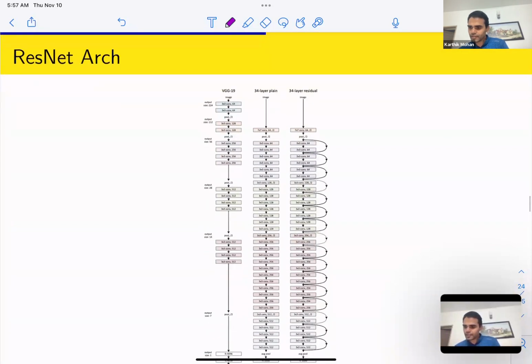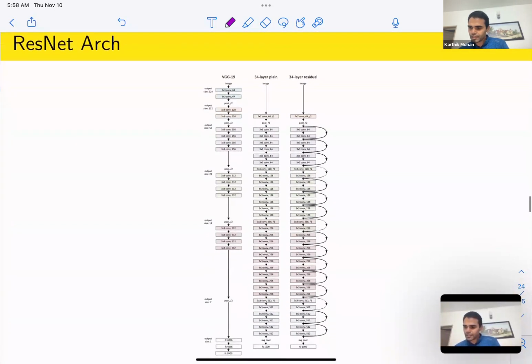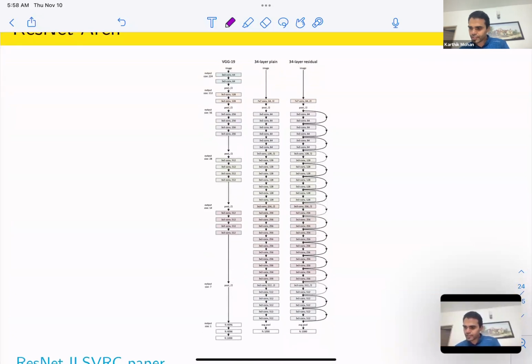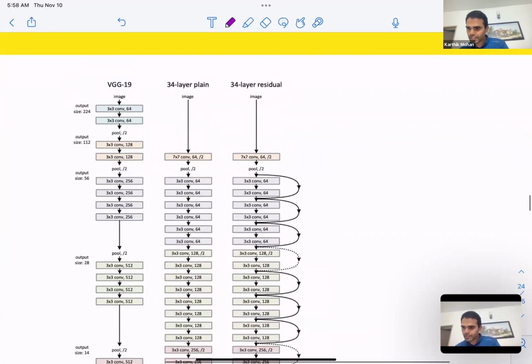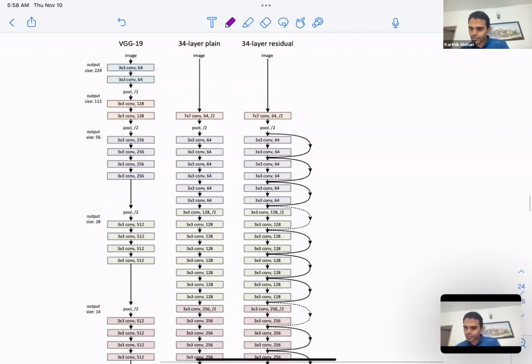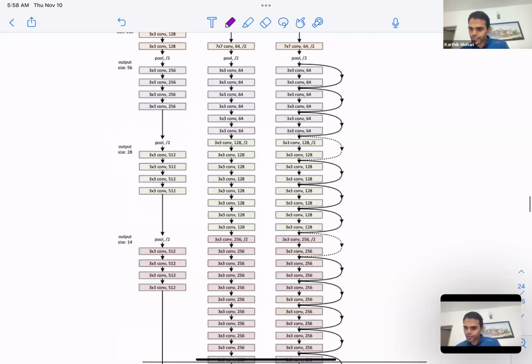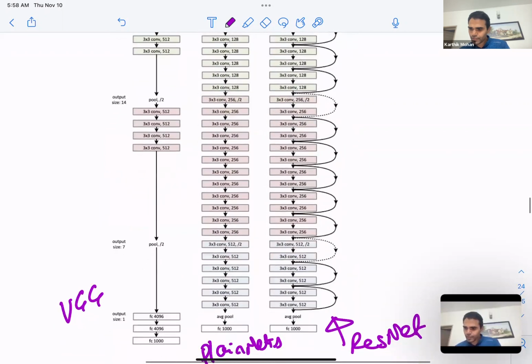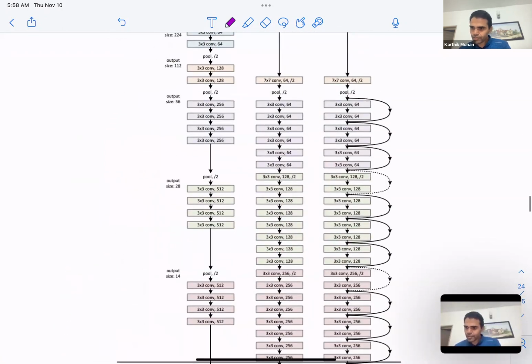The architecture for ResNet is here. This is VGG, this is, let's say, PlainNets, and then this is ResNet. We may have to zoom in here. Let's zoom in and see what's happening. In VGG, you have convolution, pooling, and so on. Notice the output size keeps going down.